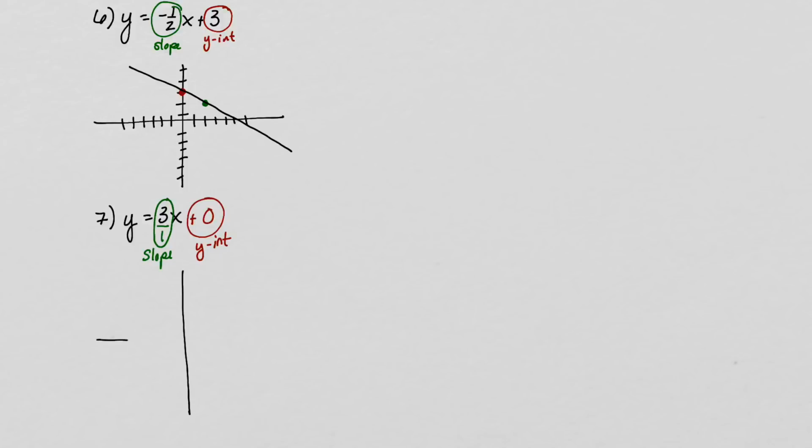So again, I'm going to make my axis. And what I'm going to do is put a dot at 0 because that's my y-intercept. And then I'm again going to count my slope. So this time it's 3 over 1 and it's positive, which means I'm going to go up 3 and then to the right 1. So we're going to go up 1, 2, 3, and then to the right 1. And that's where I'm going to put that next dot. And then again, just like before, I'm going to connect my 2 dots with a line.